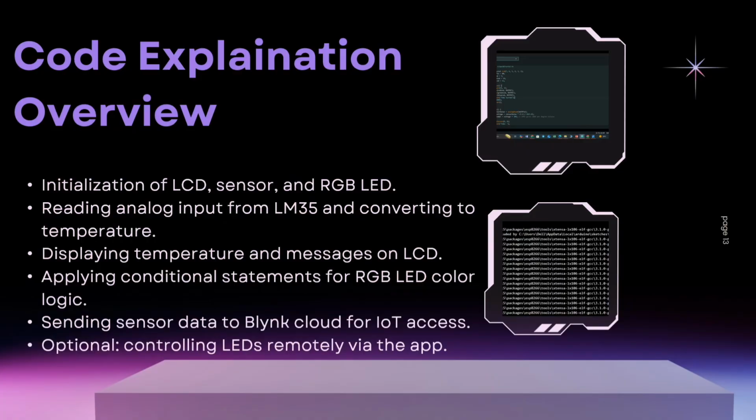So here are the steps. Here is the code explanation overview: initialization of the LCD, sensor, and RGB LED; reading the analog input from the LM35 and converting it to temperature; displaying temperature and messages on the LCD; applying conditional statements for the RGB LED logic; sending sensor data to the cloud for IoT access, and controlling LEDs remotely via the app.